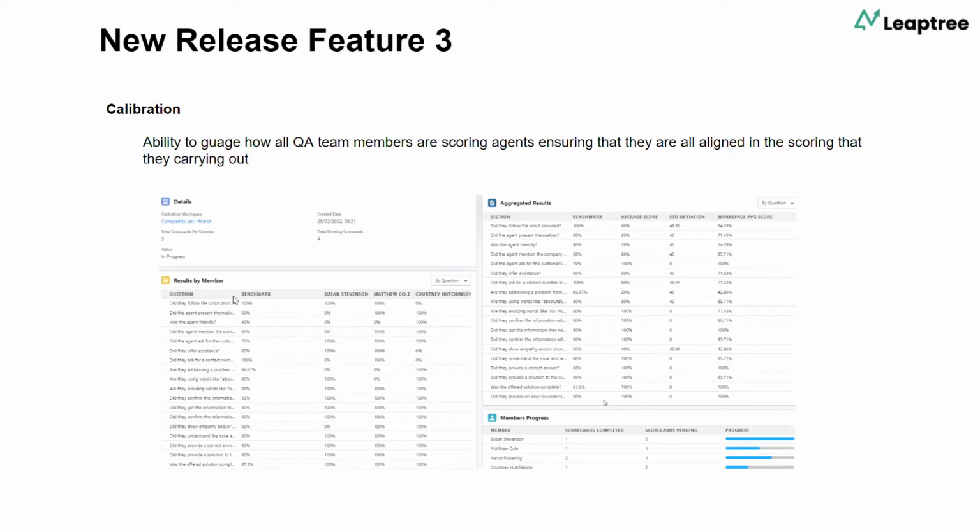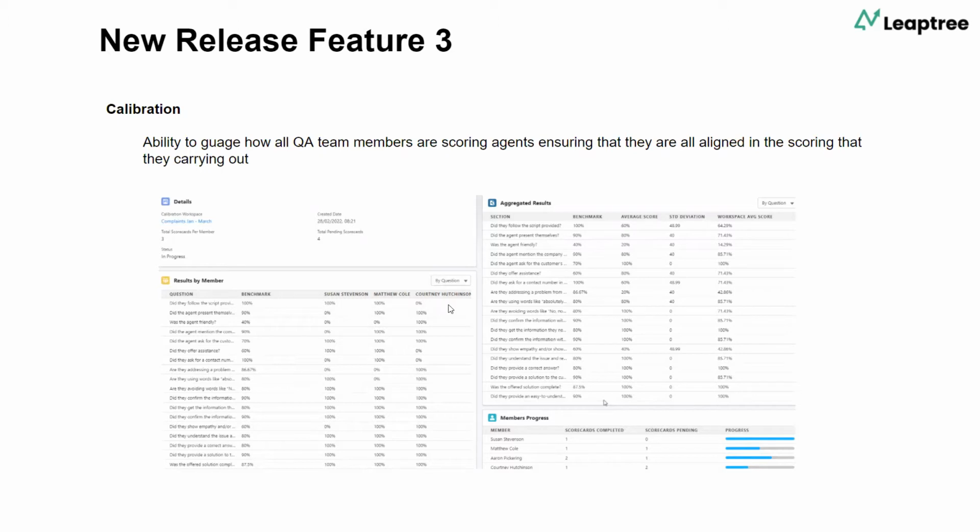If you look at the results by member pane here, you'll see the question: did they follow the script provided? The benchmark here is 100% because we do have a script that our agents need to follow, and we would expect that they would follow that 100% of the time. You can see here that Susan and Matthew have scored this particular transaction at 100%. However, Courtney has decided that actually they didn't follow the script. There doesn't seem to be in this question much room for maneuver or to apply your own judgment. Either they followed the script or they didn't.